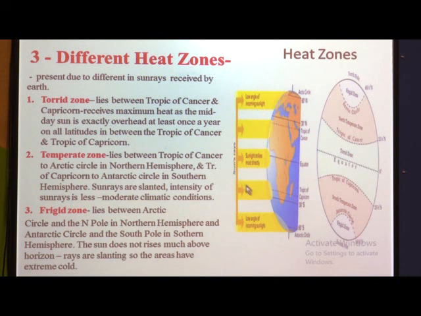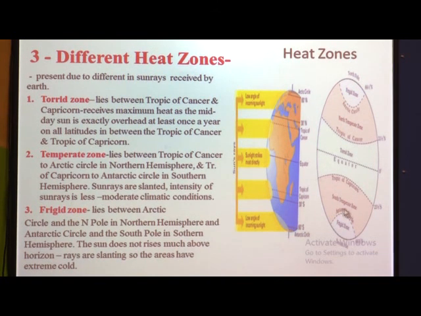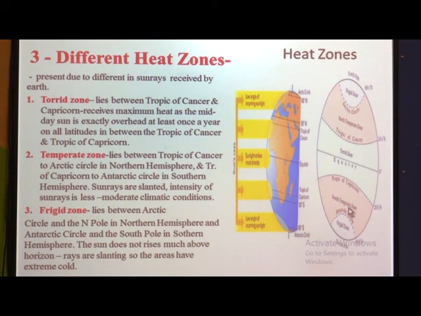Here the sun rays are a little slanted. The sun rays are slanted, so the intensity of the sun rays is less. Understood? Here in the south the sun rays are slanted, and in the north part again the sun rays are slanted, so the intensity of the sun rays is less. That's why these areas receive moderate climatic conditions. So the south temperate zone and north temperate zone receive moderate climatic conditions.